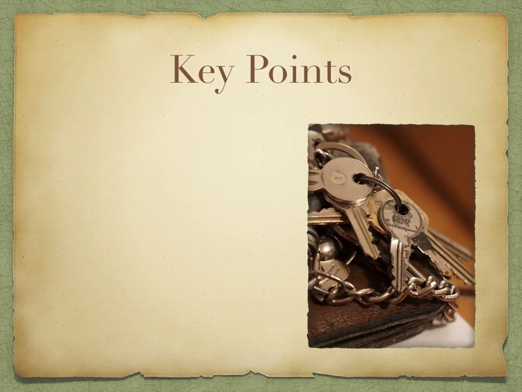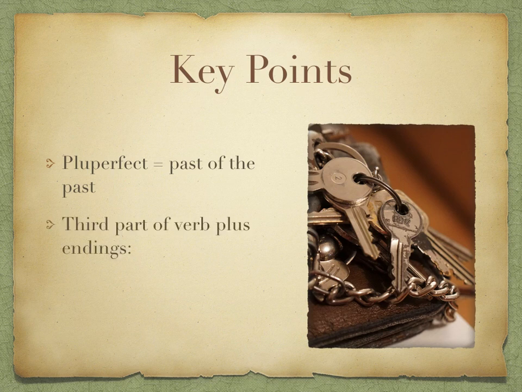So just to recap the main points of this video, the pluperfect is like the past of the past, and it is formed using the third part of the verb plus these endings: eram, eras, erat, eramus, eratis, erant, and we always translate it into English as had something.